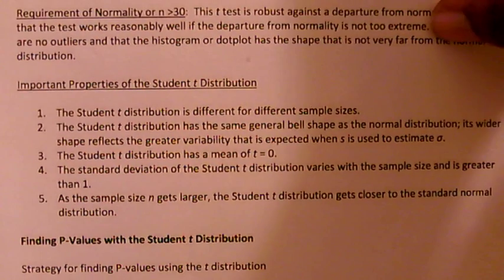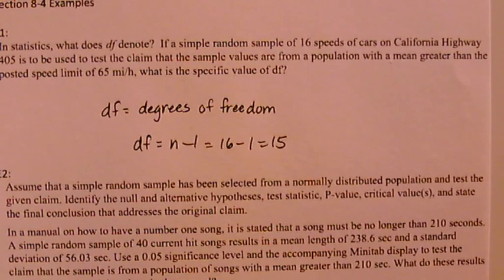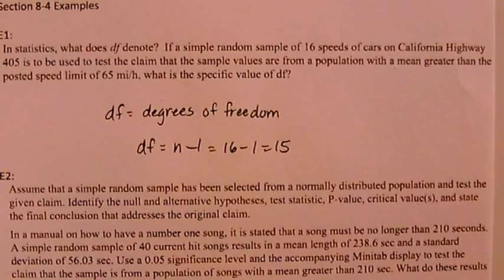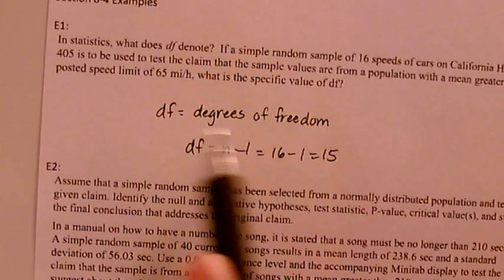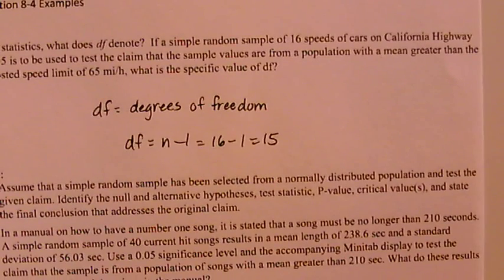Alright, now let's look at some examples of just this. The first example is simply this: in statistics, what does DF denote? Well, in this case, DF denotes your degrees of freedom. So DF means degrees of freedom.